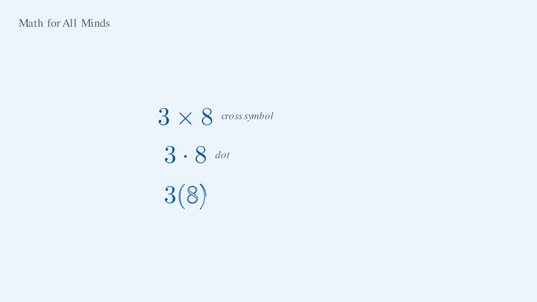We can write multiplication a few different ways. 3 times 8 can look like 3 with a cross symbol 8, or 3 with a dot 8, or 3 followed by 8 in parentheses. All three mean exactly the same thing.